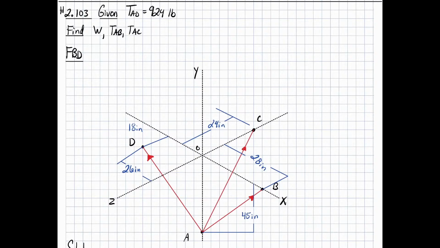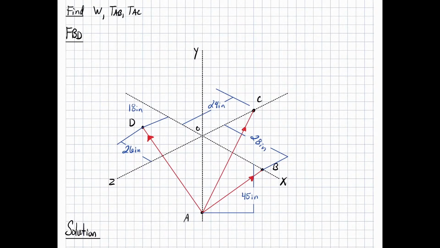Okay, so for this problem, again back at 2.103, we need to find the weight, tension AB, and tension AC, and we do know tension AD to be 924 pounds. Okay, so we draw our diagram, and we start evaluating it.